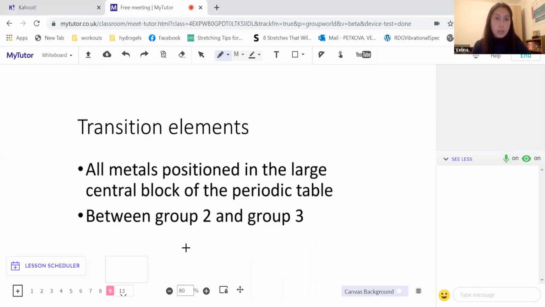Okay. So now let's move on to transition elements. So all metals positioned in the large central block of your periodic table between group 2 and 13 are your transition elements. Okay.